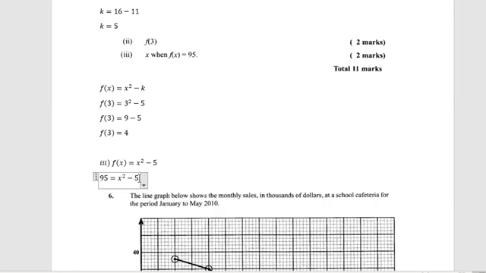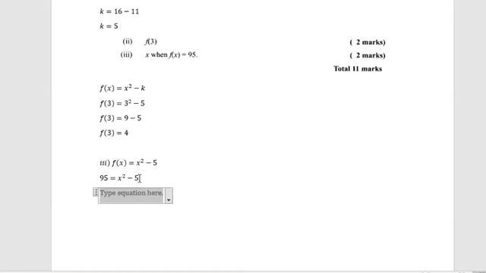So my 5 was subtracting here, so I'm going to add it to both sides of the equation, aka move it from the right hand side, it goes across the equal sign, it will no longer be subtracting, but now it will be adding. So what I'll have is 95 plus 5 is equal to x squared. So 95 plus 5 will give me 100. So 100 is equal to x squared.